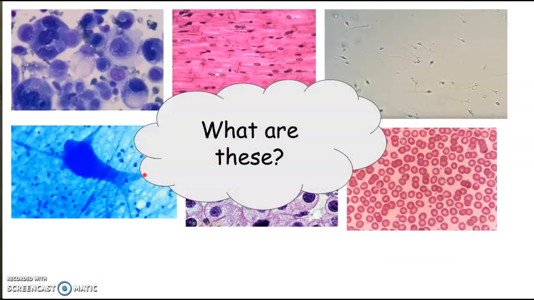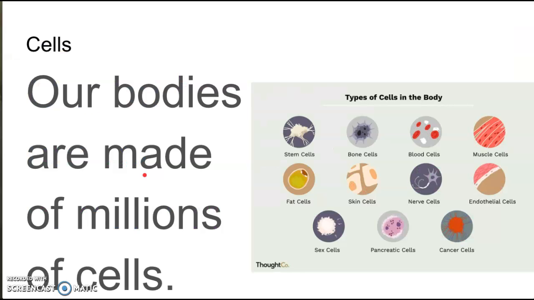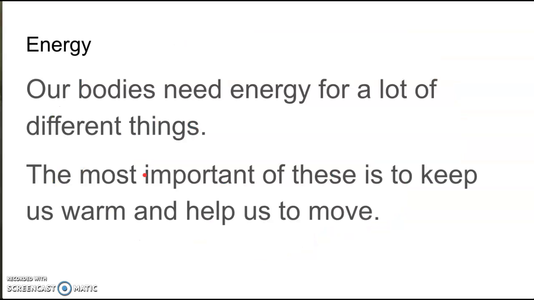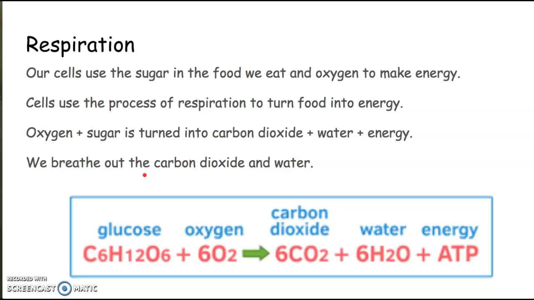So what are these? Well, of course, you know, because you've done this already, that they're all different types of cells. So you know that the body is made of different types of specialized cells, and they all need energy. But what's the energy for? Well, we've got to use the energy for lots of different things. Main thing is to keep us warm and to help us move, and it's how our body actually functions.